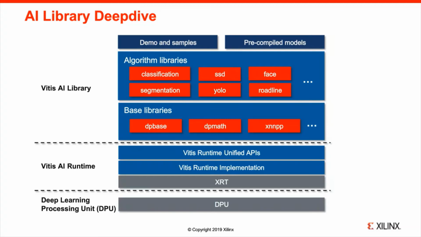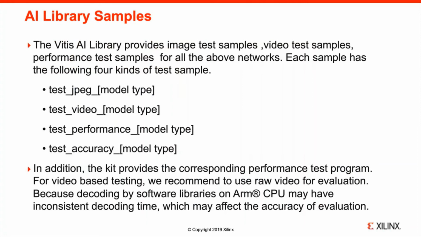And for each category, besides the well-trained and compiled model, we have provided 4 kinds of test examples: test JPEG, test video, test performance, and test accuracy. The input of the test JPEG will be a single image, and the input of the test video will be a video clip. These two are used for quick validations. You can input either an image or video to see if the bounding box is correct or whether it has fallen into the correct class, etc.